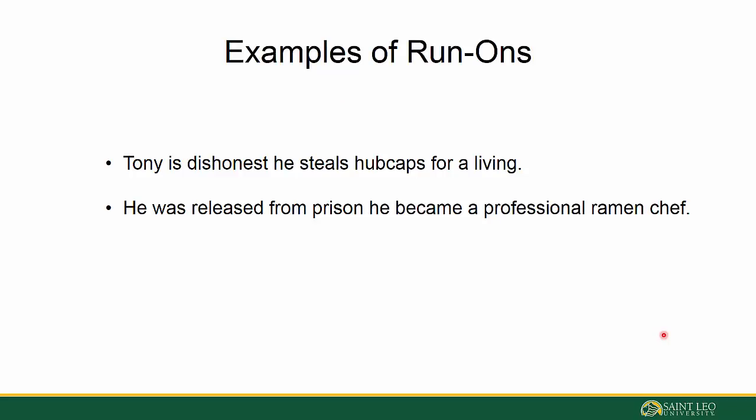Now let's look at run-on sentences. Take the first example. Tony is dishonest He steals hubcaps for a living. Notice how these two independent thoughts are not separated by any punctuation at all. This is a run-on sentence. A big indication of a run-on sentence is when two separate thoughts are blended together. When in doubt, always separate complete thoughts with a period before continuing with an additional thought. Let's go back to this example. The correct punctuation would be, Tony is dishonest, period, new sentence, he steals hubcaps for a living.